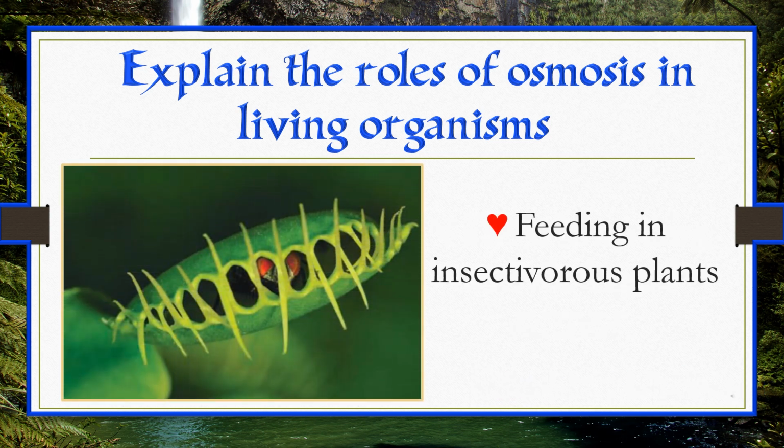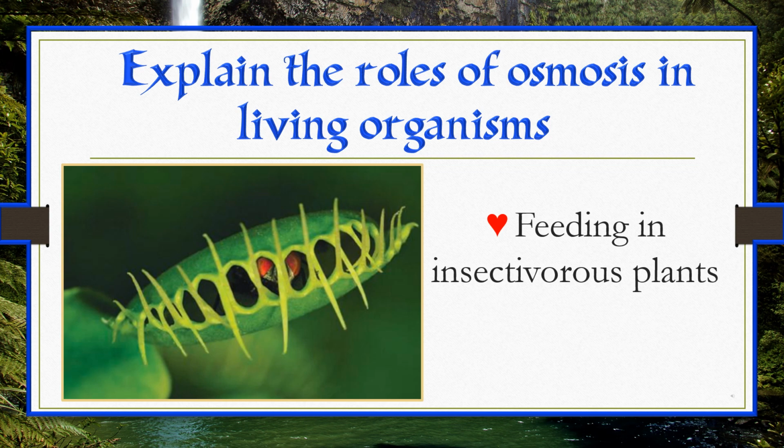Another role of osmosis in living organisms is found in feeding in insectivorous plants. Insectivorous plants are plants that grow in areas with low nutrients or minerals, so they trap insects as their source of minerals. And this is due to osmosis.